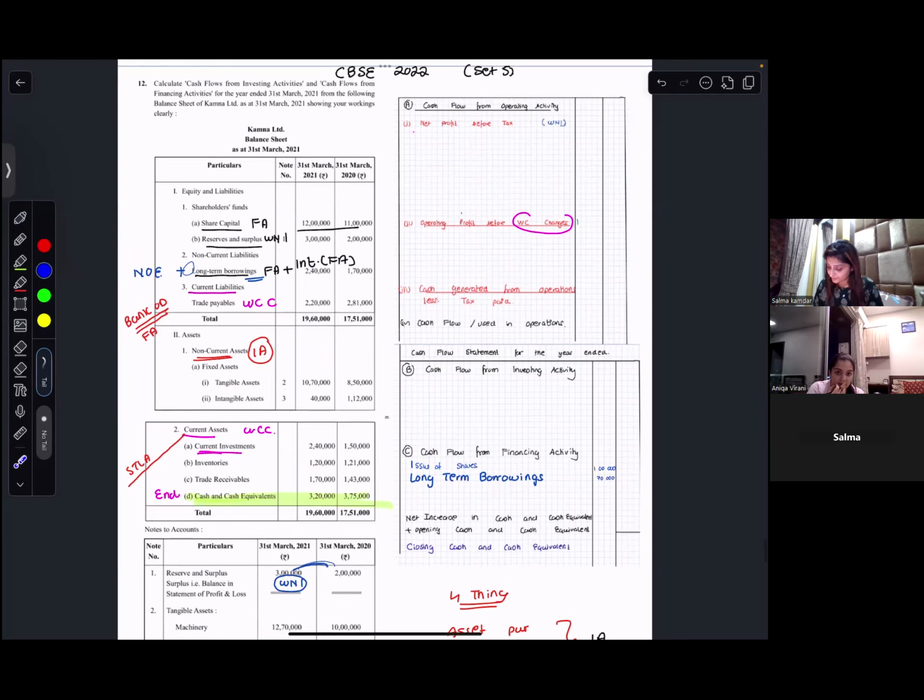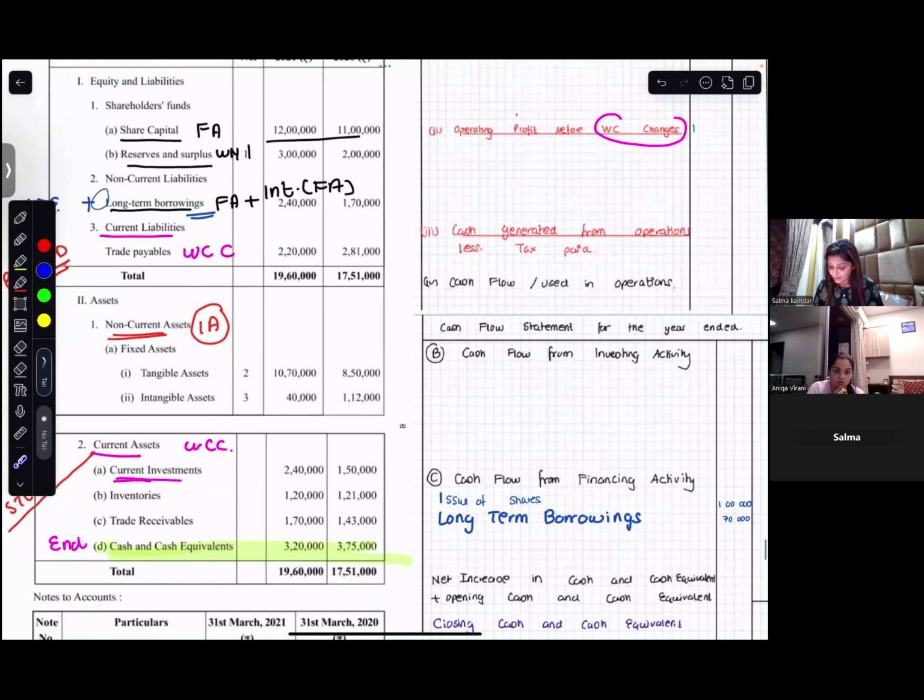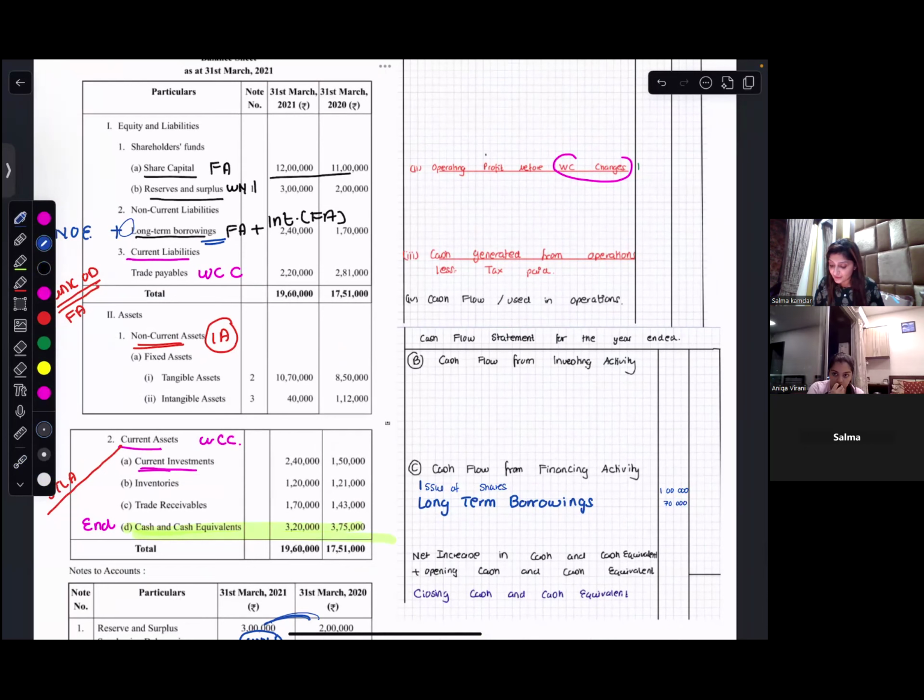Now, current liabilities. Where would it go? Working capital changes. And in working capital changes, what do we write? Changes in current assets are always treated in the opposite direction, and current liability in the same direction. If I see over here, there is a decrease, so this would be minus. But you're not making it, so I'm not currently bothered about it. Now come on, next.